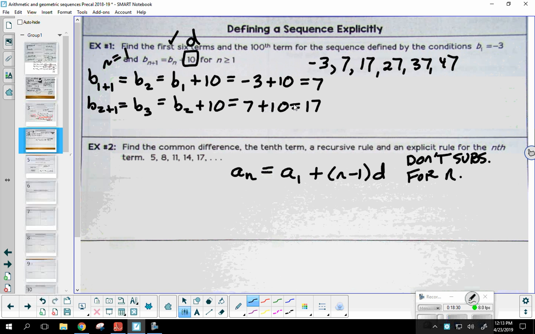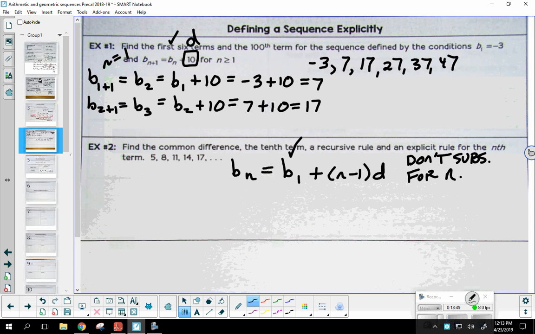What's the first term of the sequence? Okay, it's still negative 3, right? I always go back to a's, but would it help if I went back to b's for the problem? Okay, I'll go ahead and do that. Remember, the variable itself doesn't matter. So b sub 1, we know that's negative 3, right?